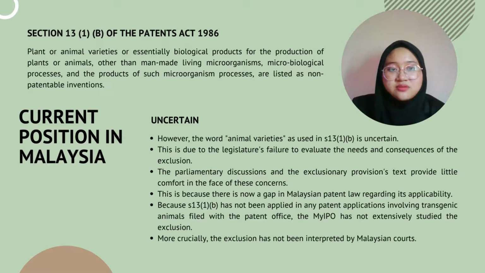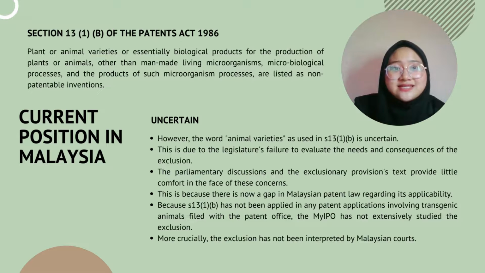So for the current position of Malaysia regarding animal patents, we can see in Section 13, Clause 1, Clause b of the Patents Act 1983. What this section is saying is that plant or animal varieties, and essentially biological processes for the production of plants or animals other than man-made living microorganisms, microbiological processes and the products of such microorganism processes, are listed as non-patentable inventions.